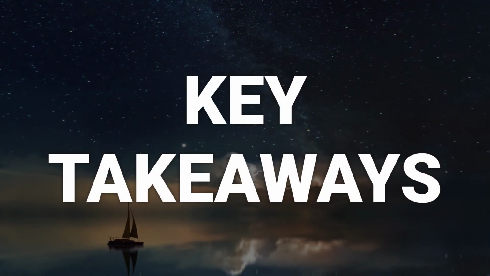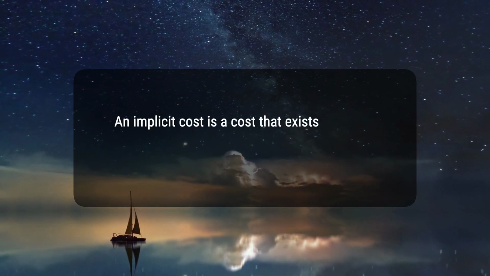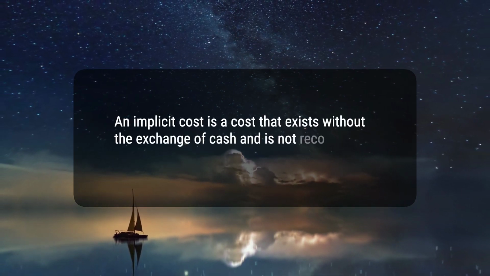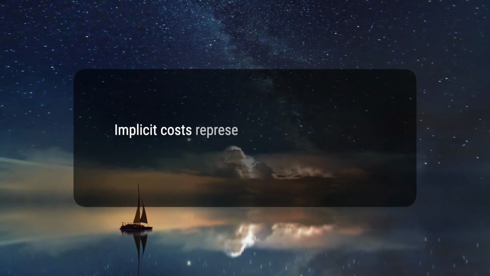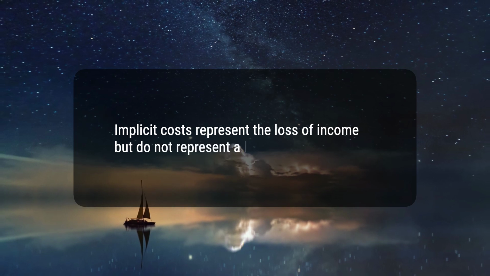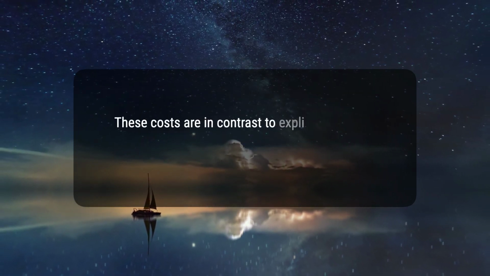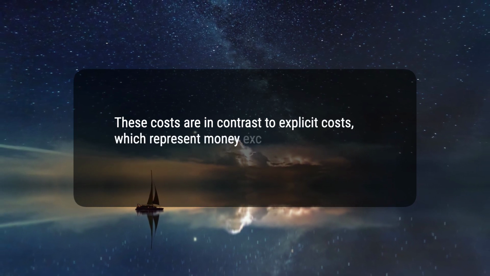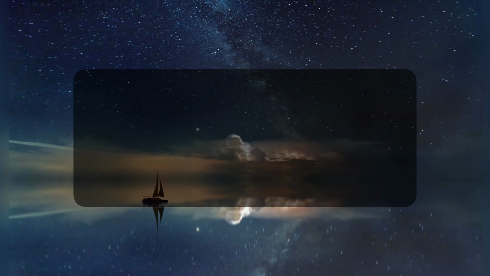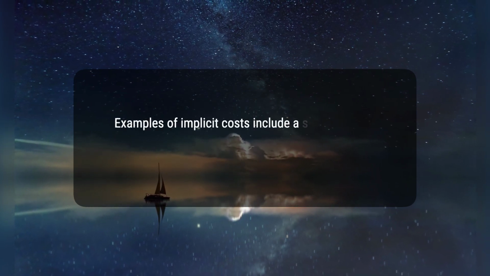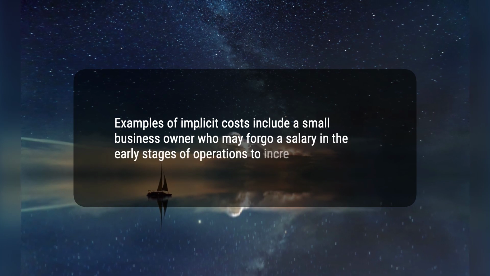Here are 4 key takeaways. 1. An implicit cost is a cost that exists without the exchange of cash and is not recorded for accounting purposes. 2. Implicit costs represent the loss of income but do not represent a loss of profit. 3. These costs are in contrast to explicit costs, which represent money exchanged or the use of tangible resources by a company. 4. Examples of implicit costs include a small business owner who may forego a salary in the early stages of operations to increase revenue.